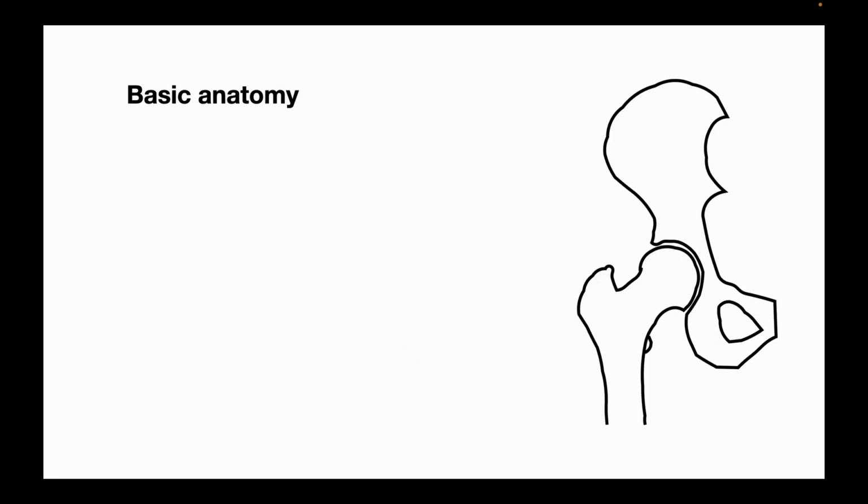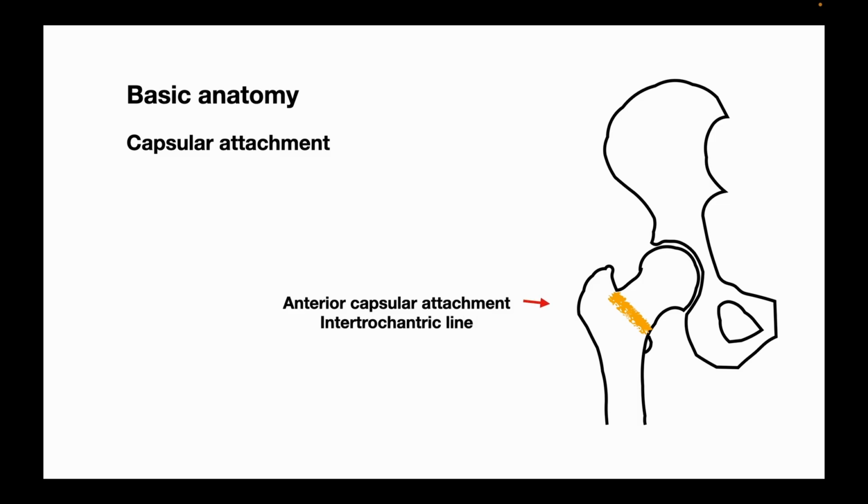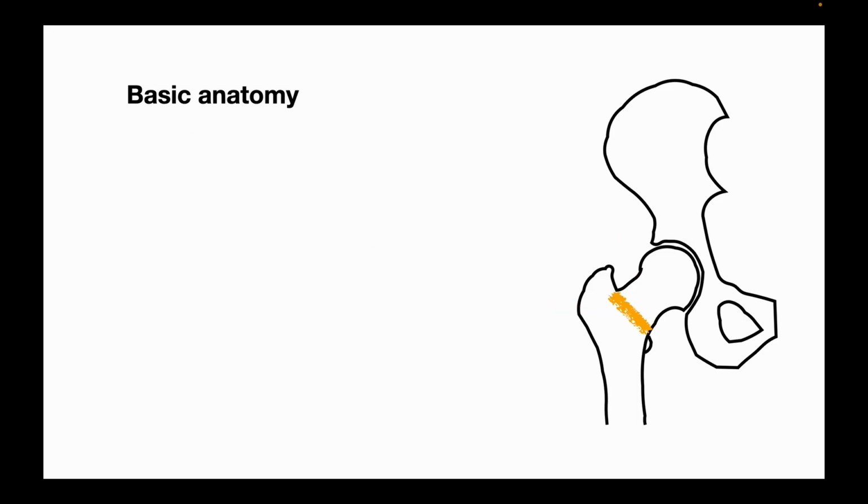Coming to the capsular attachment, the anterior capsule is attached to the intertrochanteric line and posteriorly it's attached to the intertrochanteric crest, which is about a centimeter proximal to the intertrochanteric line. Putting all this together, we will look at the fracture anatomy of the proximal femur.